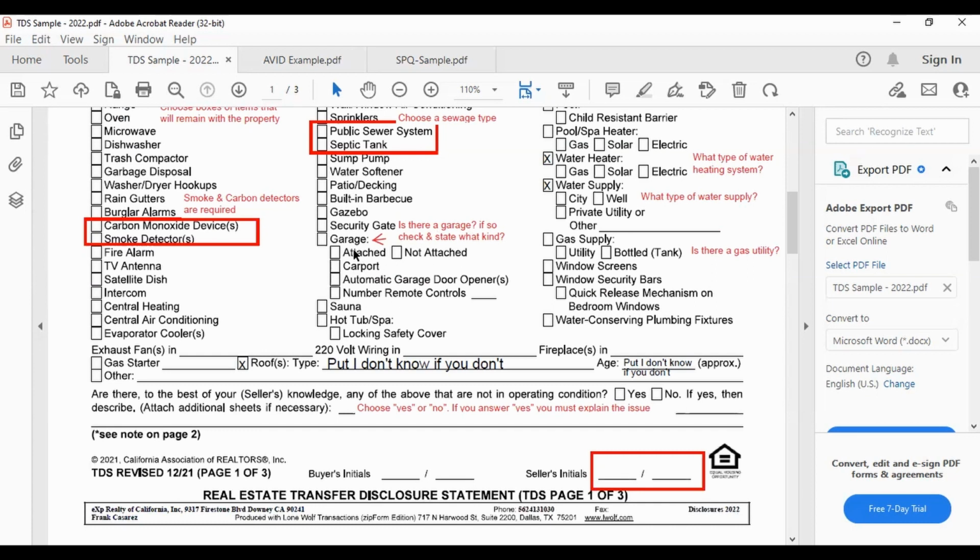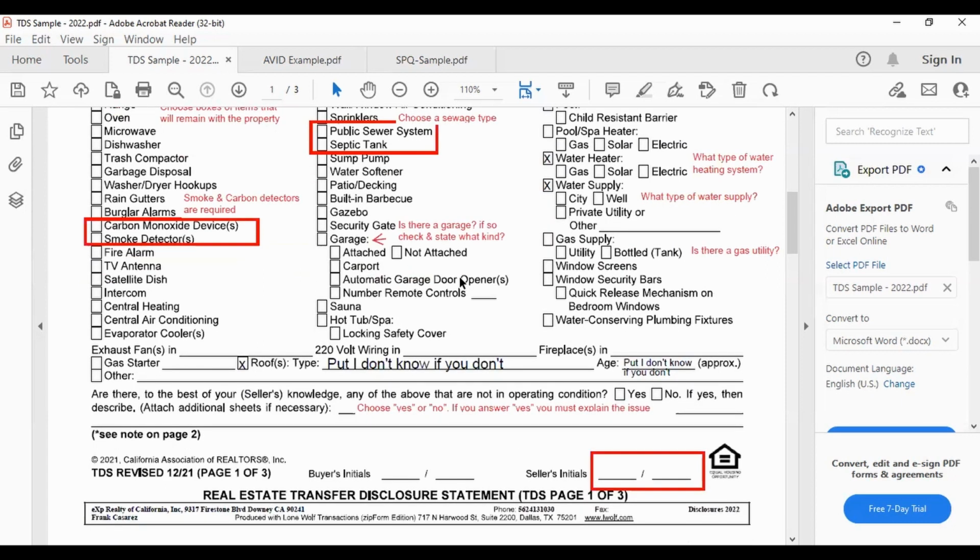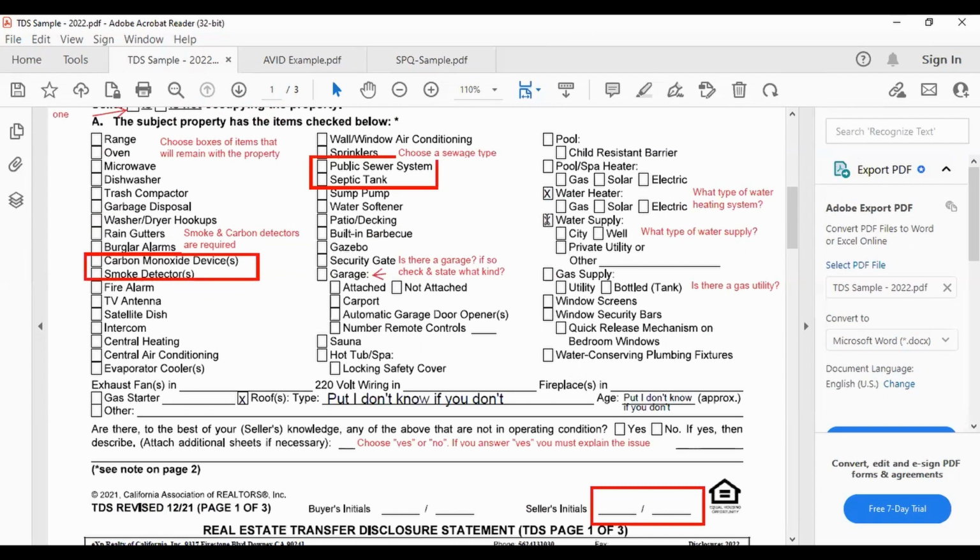It also asks if there's a garage. Is it attached? Is it not attached? Another area here that's often missed is the water heater, the water supply, the gas supply, if any. Most homes are going to have gas of some sort, but some are going to be entirely electric.